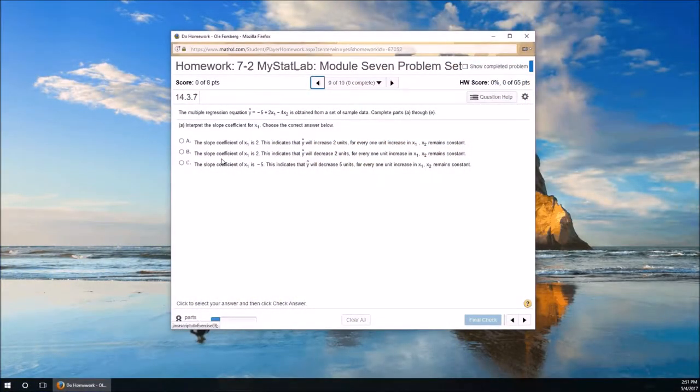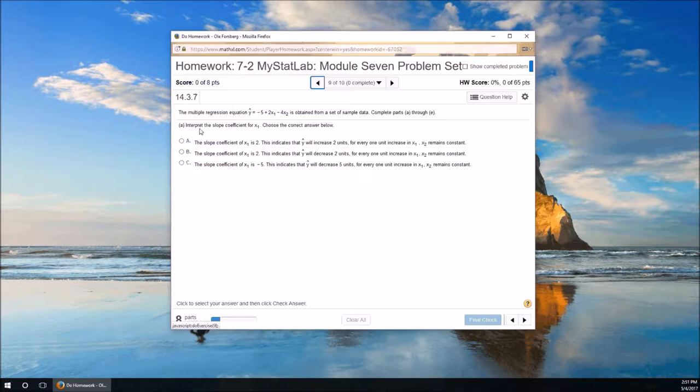So here we are, A. The multiple regression equation. It's multiple regression because there's two independent variables, not just one. Y hat is equal to negative 5 plus 2 times x1 minus 4 times x2. Complete parts A through E.